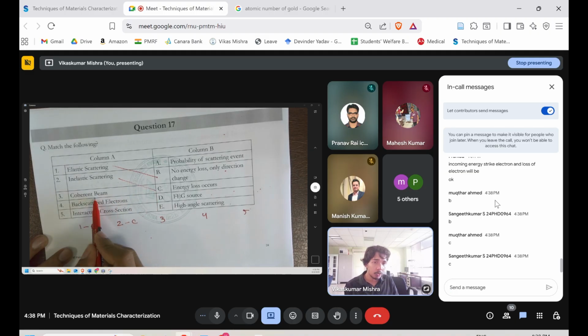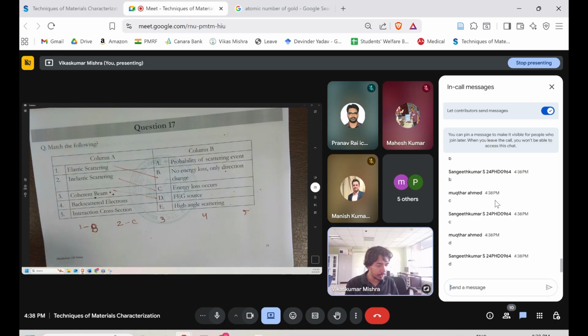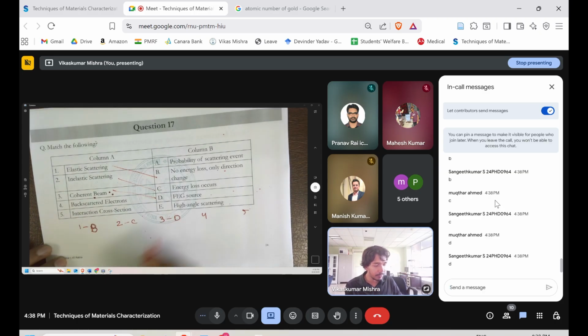Coherent beam. With what can we produce the coherent beam? Coherent beam, we know, will be option D, with the field emission source. Yes, very good. Option D is the right answer. We can produce the coherent beam.